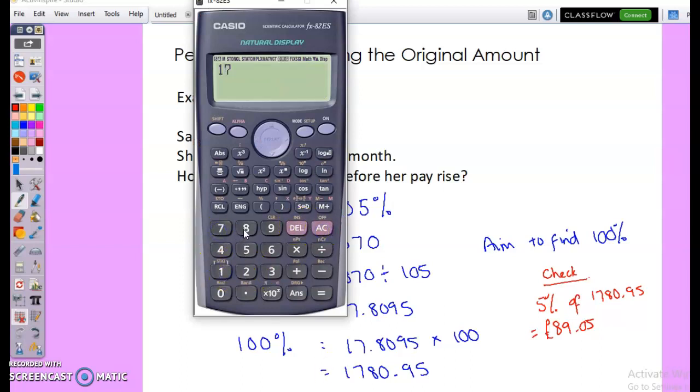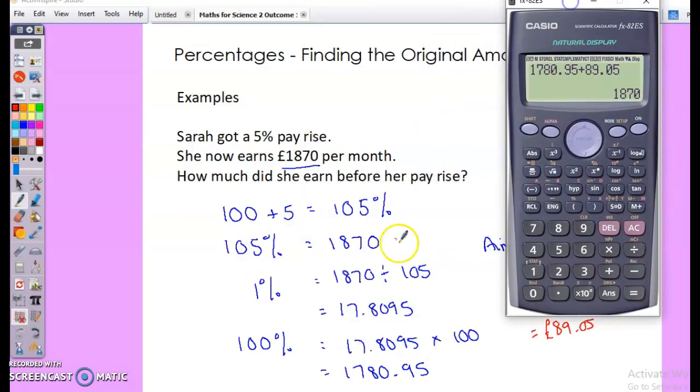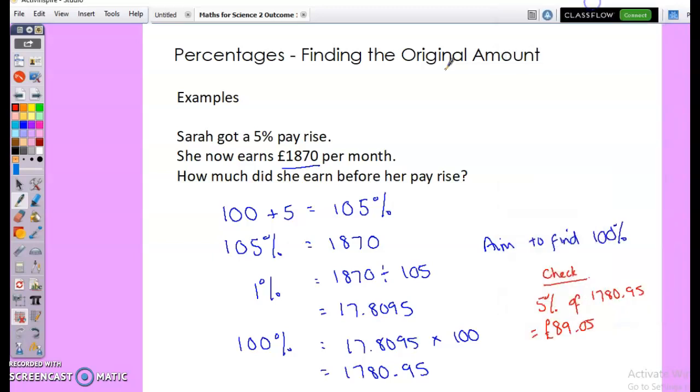So she did earn £1,780.95. Add on the £89.05, and we're hoping to get to what she earns now, which is 1,870. Okay, let's try another one.